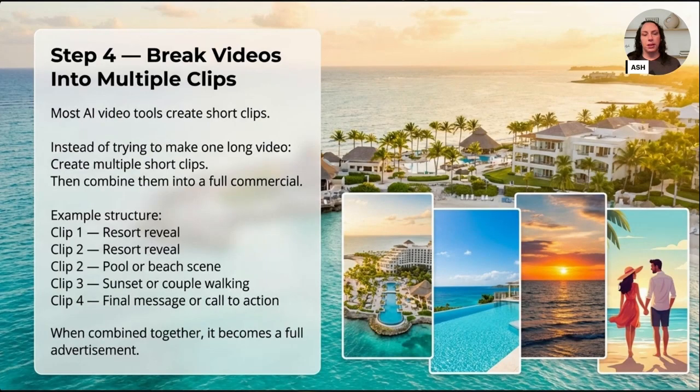To give you a rough idea of how I like to do it, an example structure can be like a resort reveal. Clip 2 is the same kind of resort reveal. Then we're going to switch the scene. Now we're at a pool or a beach. And then we're going to switch another scene, and we're going to make a sunset or a couple walking. And then boom, final message or call to action. So when we combine them together, it becomes a full commercial, right? But even full commercials are not shot all at once. A lot of the times they're broken up scenes too. Think of it like that, okay?